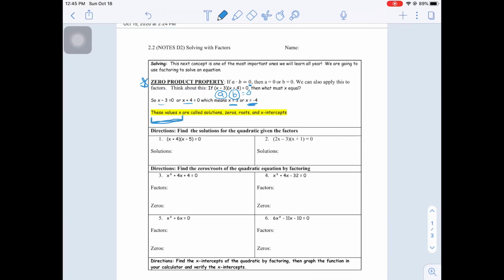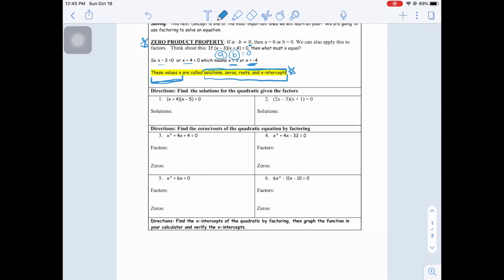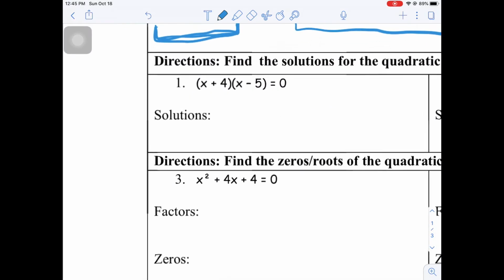These x values are called solutions, zeros, roots, or x-intercepts. So it's important to know all of these terms because I can use them interchangeably on a test. So you might want to star that to come back to it later. Find the solutions for the quadratic given the factors.